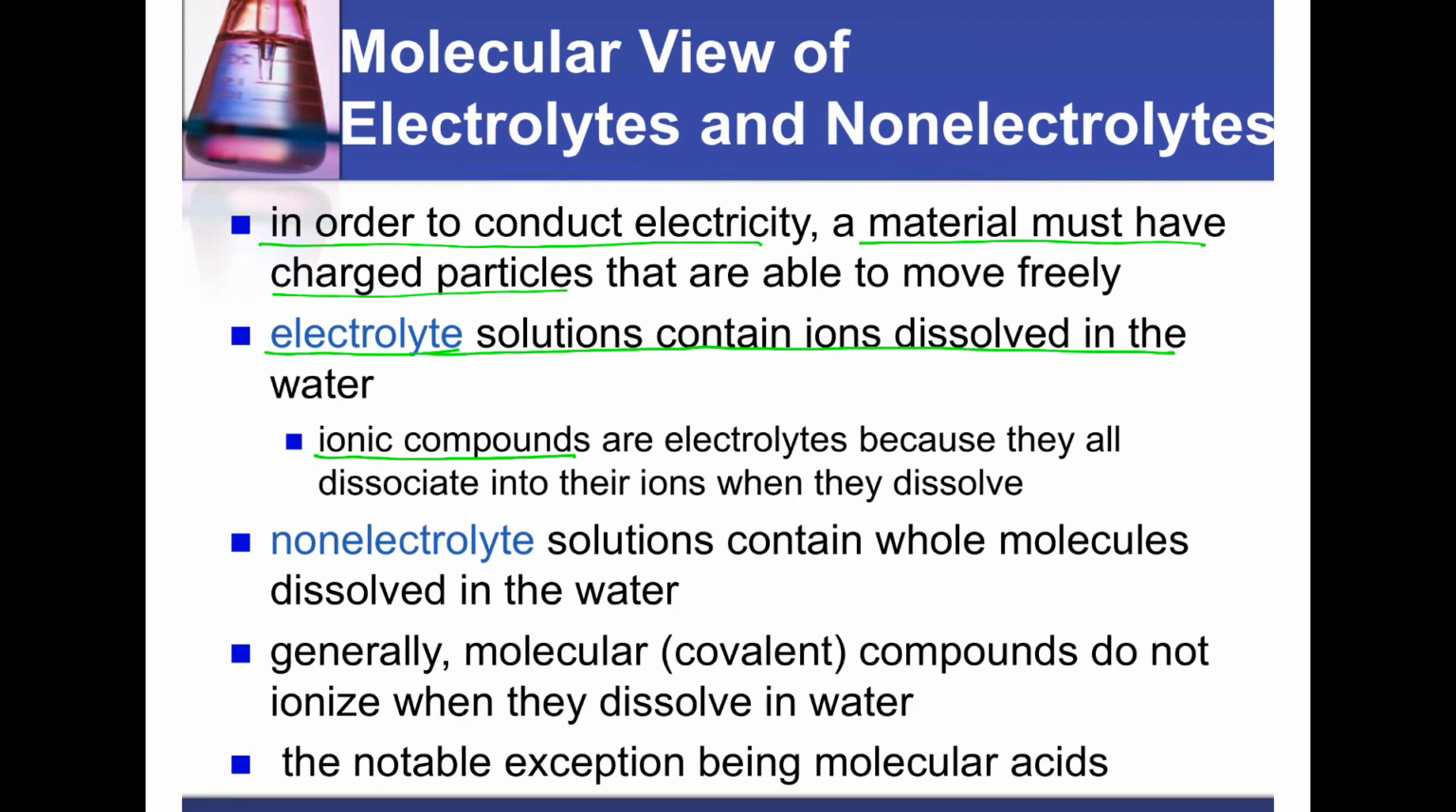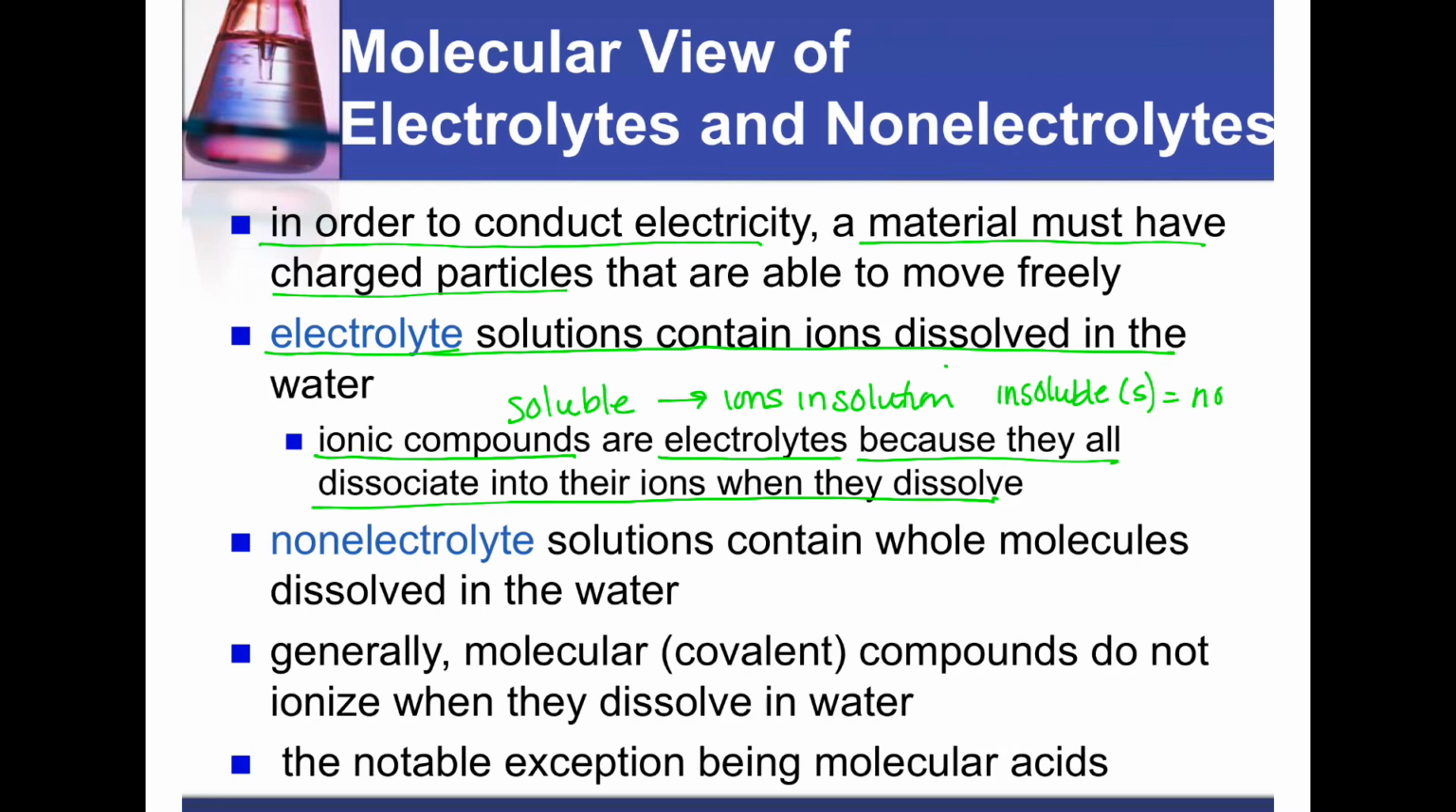Those are mostly ionic compounds. Ionic compounds are electrolytes because they all dissociate into their ions when they dissolve. So as long as the ionic compound is soluble, it produces ions in solution. If it's insoluble, meaning it stays as a solid, then it does not produce ions. But for ionic compounds, as long as they're soluble, they are strong electrolytes.